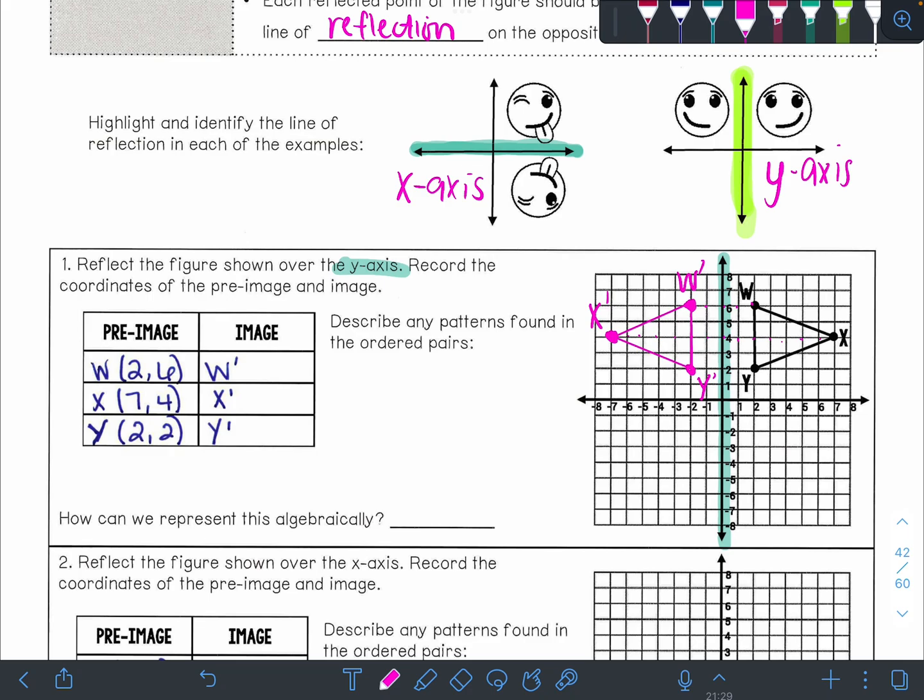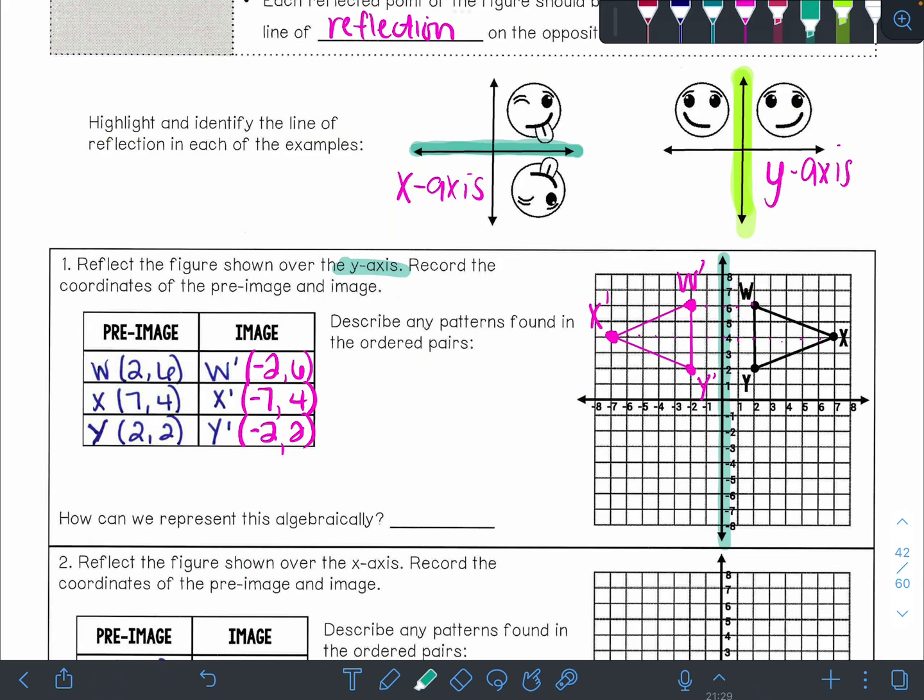And notice how it completely flipped over and mirrored itself. So my new ordered pairs, W prime is going to be at (-2, 6). X prime is going to be at (-7, 4). And Y prime is going to be at (-2, 2).